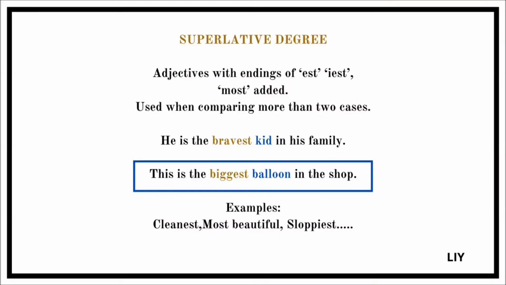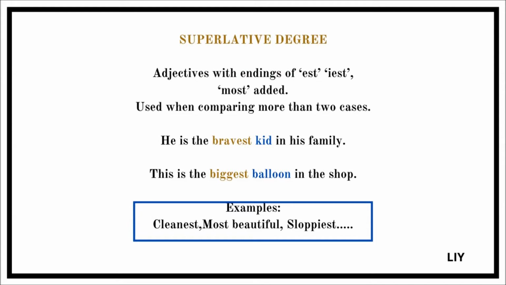The mother says, this is the biggest balloon in the shop. She compares the balloon with all the other balloons and therefore she uses the adjective in the superlative degree, which is biggest with the ending est. Some other examples of adjectives are cleanest. We are adding est as the ending to form the superlative degree. Most beautiful and sloppiest.